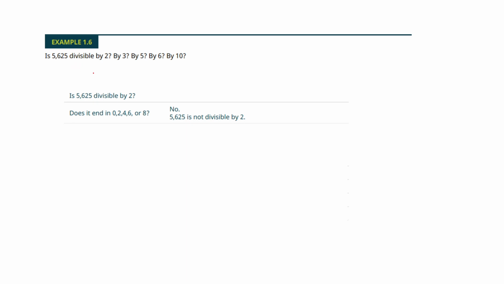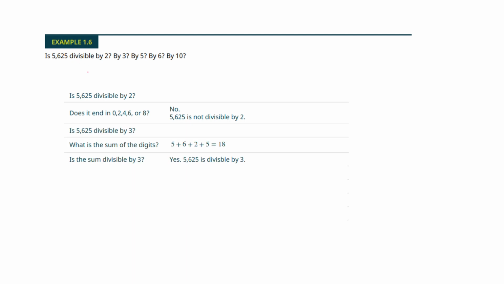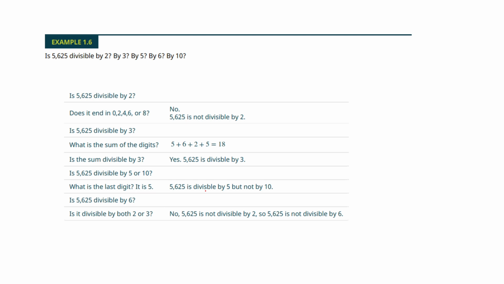5,625, is that divisible by 2? Well, no, the final digit's a 5, so it is not. Now divisible by 3, let's add up all the digits, we get 18. Is that divisible by 3? Yeah, it is. So we're divisible by 3. How about by 5? Yeah, the last digit was a 5 or 0, so yes. Now 6, we needed to be divisible by both 2 and 3, but it wasn't. We were divisible by 3, but not 2, so it's not divisible by 6. And then lastly, divisible by 10, we already saw it isn't. It would have to have ended in a 0.